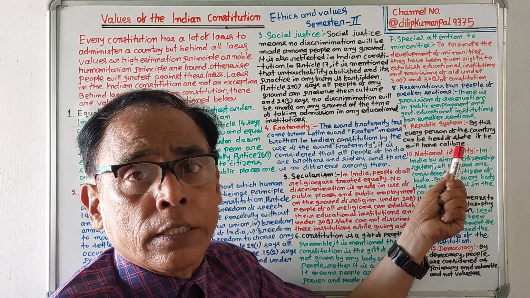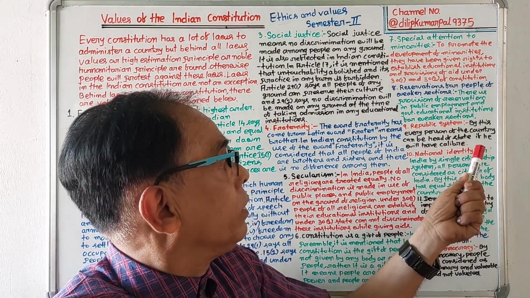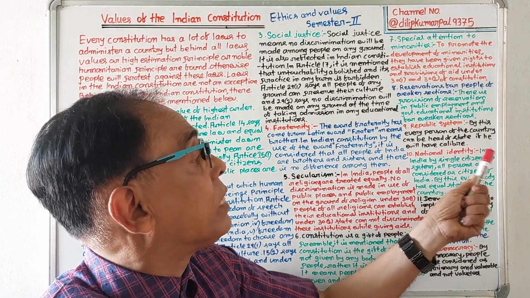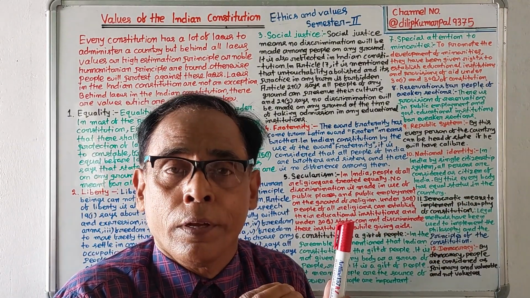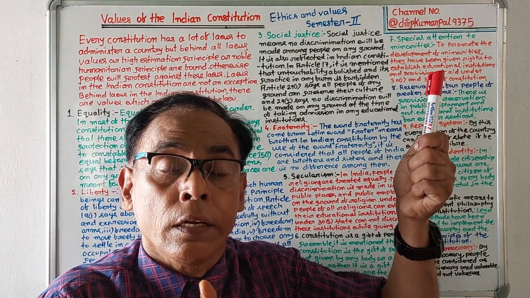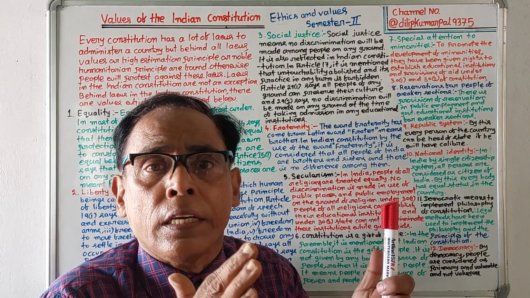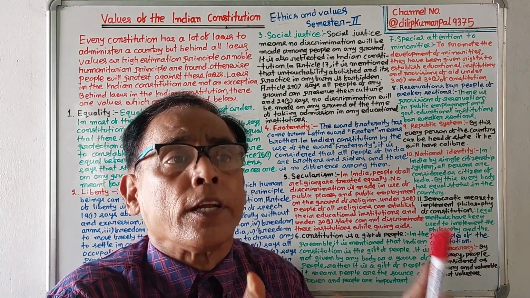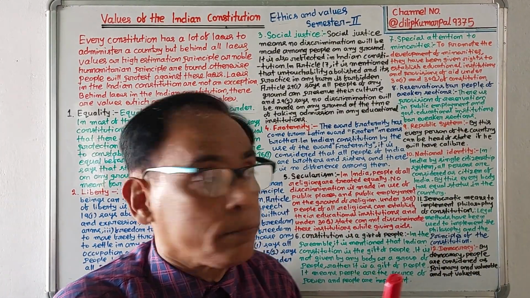Ninth, the republic system. Another important value is the republican system. By this, every person of the country can be head of state if they have the caliber. The post of head of the country is not meant for any class. Any person can become head of the country if they have the caliber.